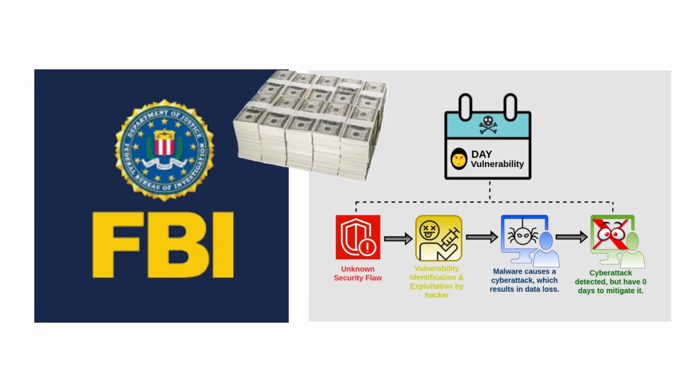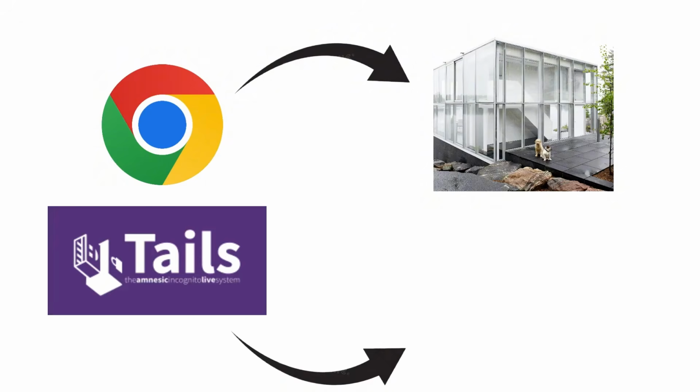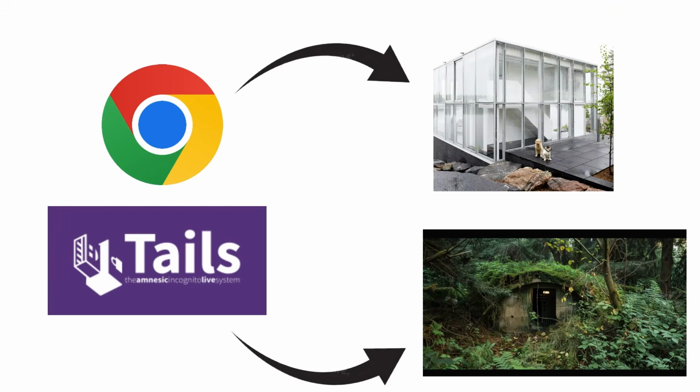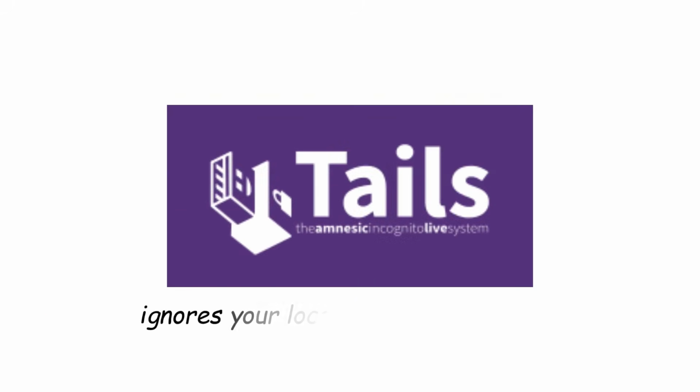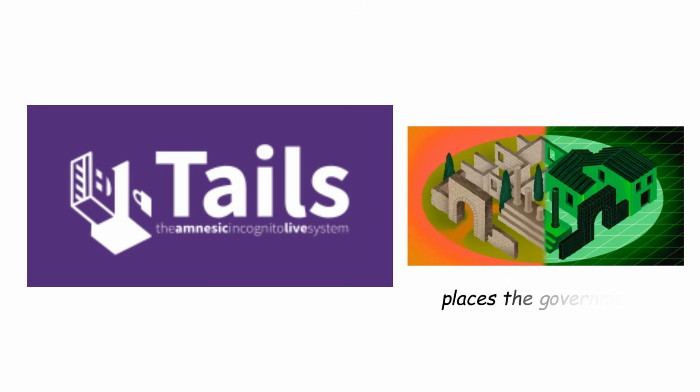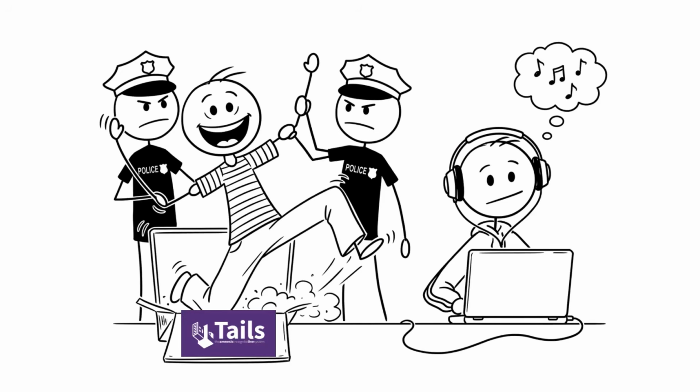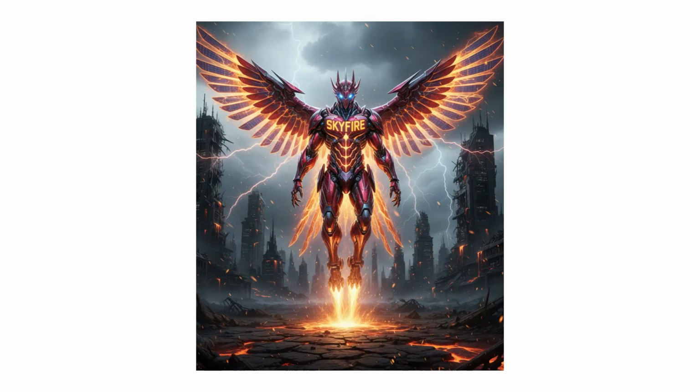The FBI hates it so much they've spent millions developing zero-day exploits just to de-anonymize its users. If Chrome is a glass house, Tails is a lead-lined bunker hidden in a forest that doesn't exist. It ignores your local hard drive entirely, making it the perfect tool for digital archaeology in places the government says don't exist. If you're caught using it in a cafe, expect the person at the next table to be wearing an earpiece. The mobile mutant, Skyfire.